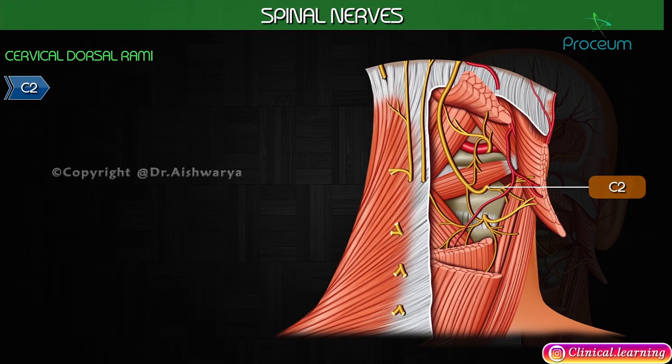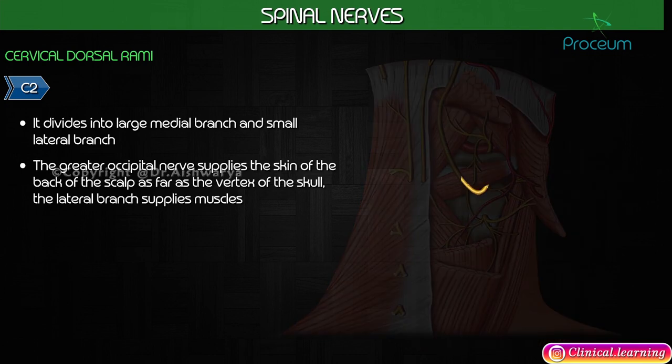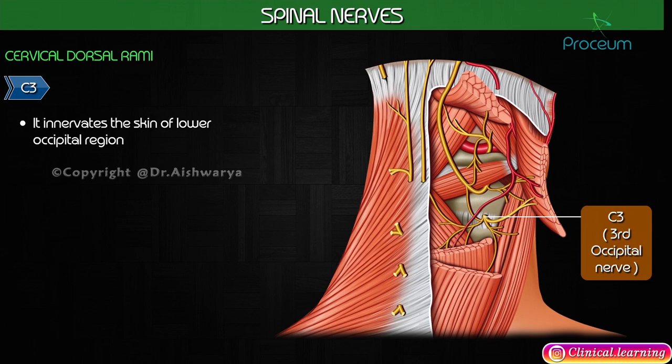The C2 dorsal ramus gives a large medial branch and a small lateral branch. The medial branch is the greater occipital nerve, which supplies the skin of the back of the scalp as far as the vertex of the skull, and the lateral branch supplies muscles. And next is the C3 dorsal ramus. The C3 dorsal ramus has a superficial medial branch, also known as the third occipital nerve, which innervates the skin of the lower occipital region, and a deep lateral branch that enters the multifidus muscle.